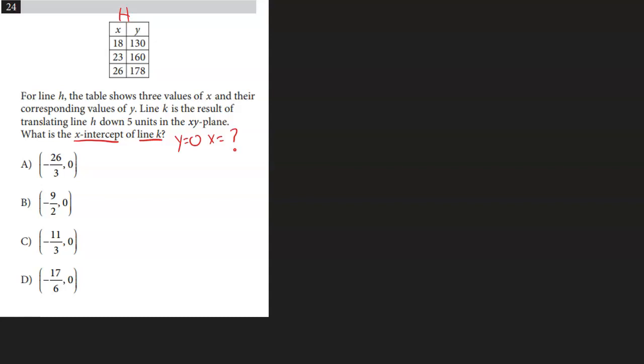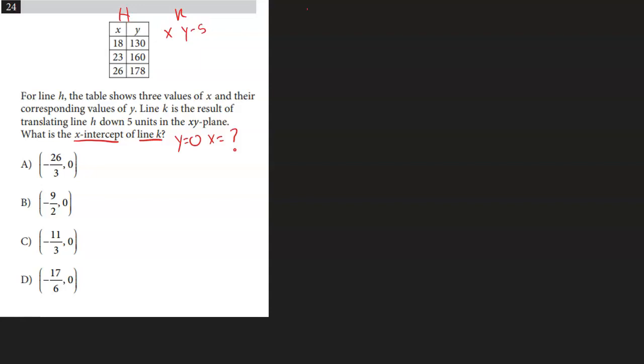So we know this is the data table for H, but we know that K is only H moved down 5. And what that means is we're not affecting the X part of this equation, because we're not moving horizontally at all. It's only moving vertically. So we're changing all Y values down 5. So we could actually write it as in K is X and then Y minus 5.